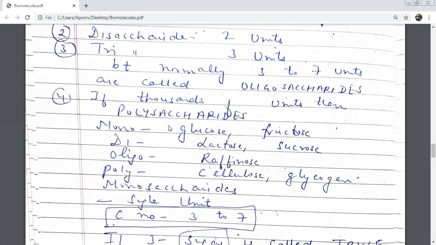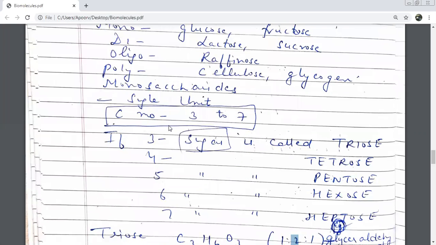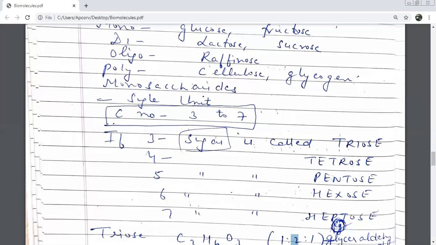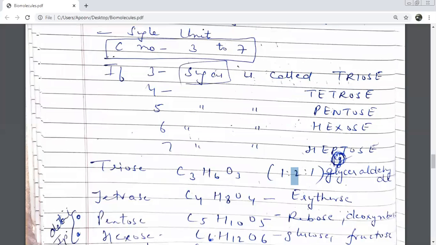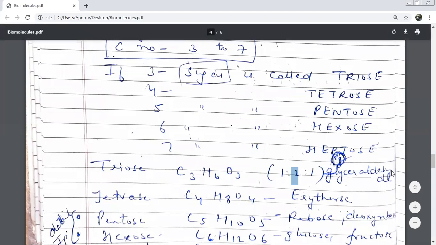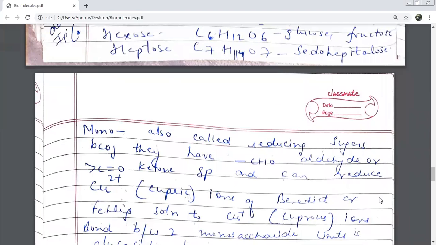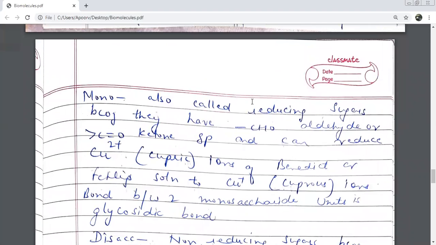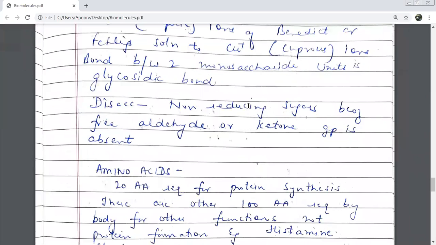So you remember what are oligosaccharides? Those which contain 3 to 7 carbon atoms, basically 3 to 7 units present, we call them oligosaccharides. So just very quickly give me the formula for heptose sugar. C7H14O7. Okay, these are the examples. You can learn them later. And we did about reducing sugars and why some are called non-reducing sugars.